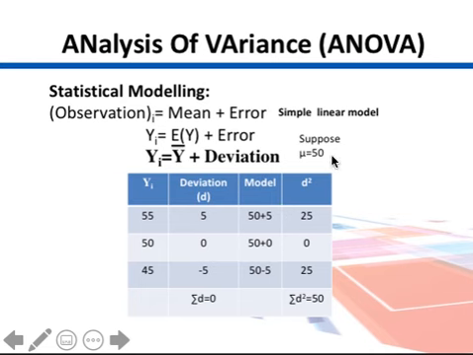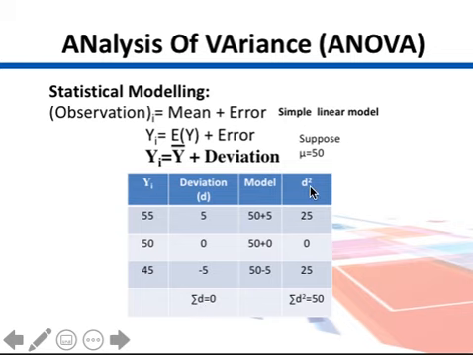Suppose the mean we expect here is 50, and observation number 1 is 55, so the deviation is 5. In the model we can write 50 plus 5. The second observation's score was 50, the deviation recorded was 0, and the third one is 45, the deviation is -5. Now we want the average of those deviations, but before that we need the sum. When you sum those deviations, this becomes 0.